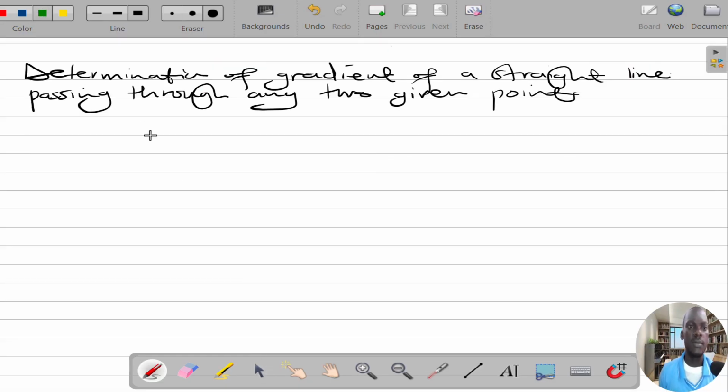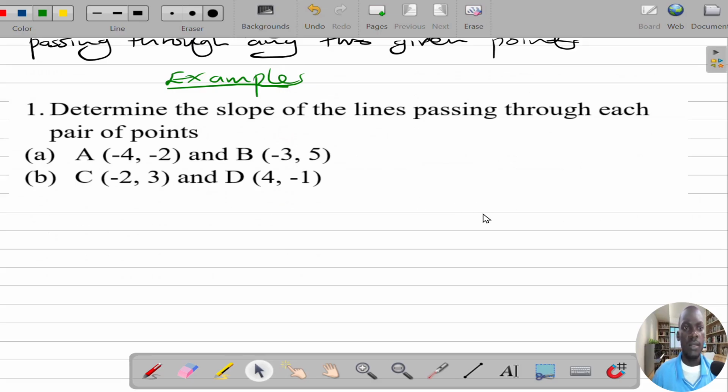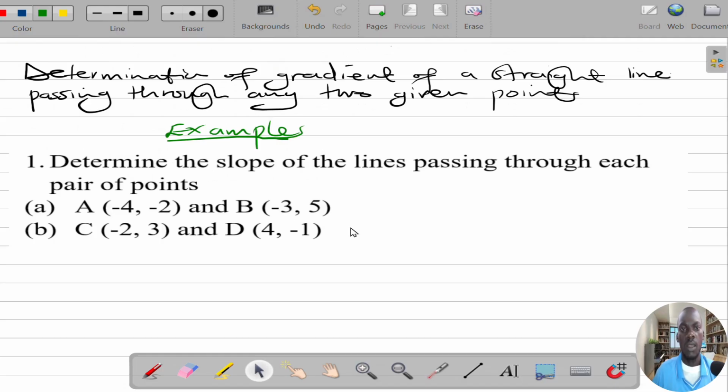Let's now have examples. We can have example 1. It reads: determine the slope of the lines passing through each pair of points. Part A: A(-4, -2) and B(-3, 5). Part B: C(-2, 3) and D(4, -1). Let's now have the solution.